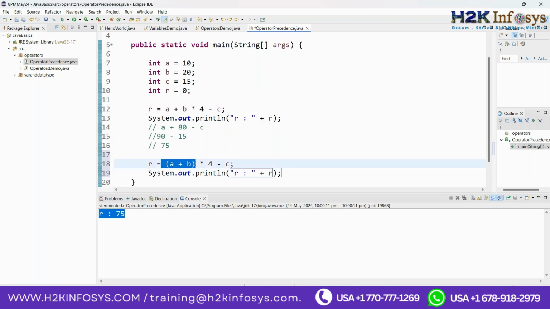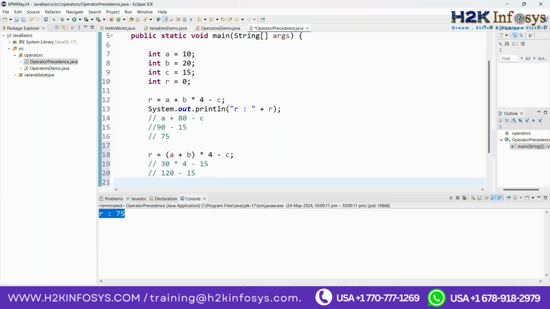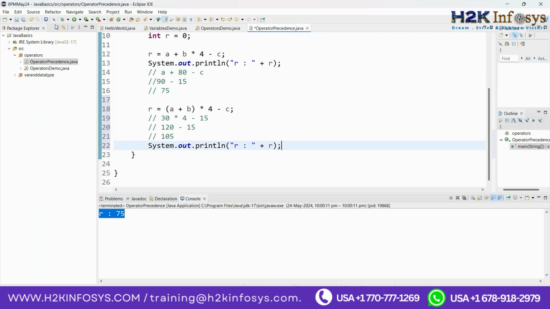So that is the reason parentheses come in handy. And one more thing you observe, whenever you use parentheses, guys, first the parenthesis will be evaluated. In this case, first a plus b will be evaluated. So 30 into 4 minus 15. So this becomes 120 first, then minus 15, because between multiplication and subtraction, multiplication has higher precedence. Now here you see 105. The same thing we are going to see.